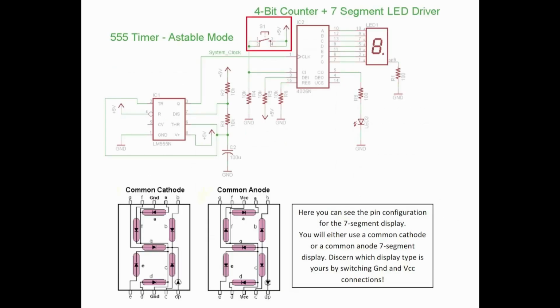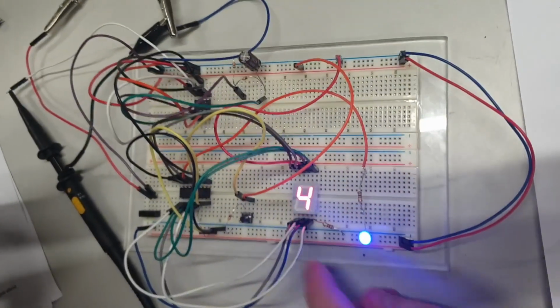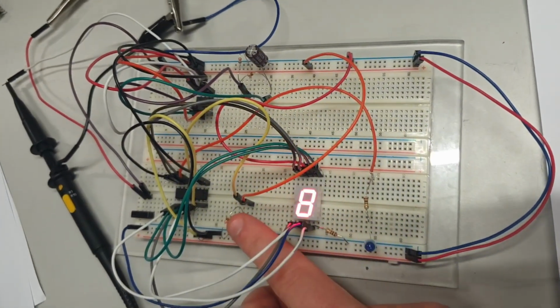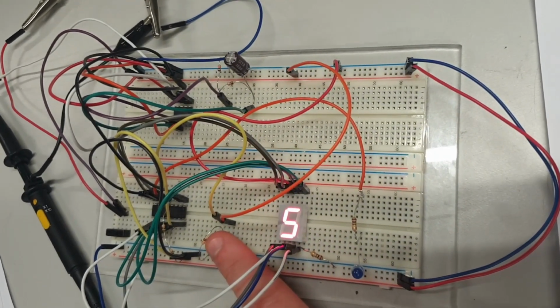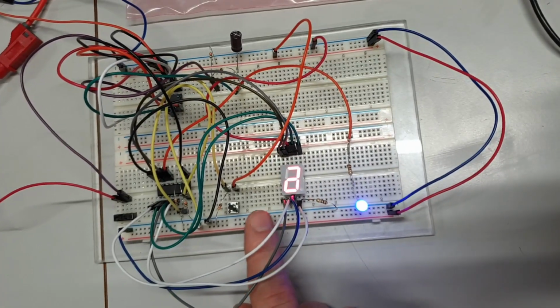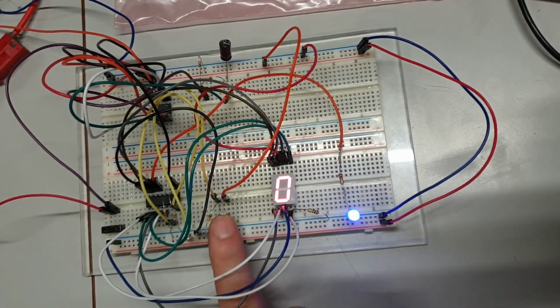A 4-bit counter IC and a 7-segment display were used to keep track of these pulses. When a push button was connected to pin 2 of the 4-bit counter, it was possible to stop the numbers changing in the display by holding the button down, whereas when connected to pin 15, the numbers were reset to 0.